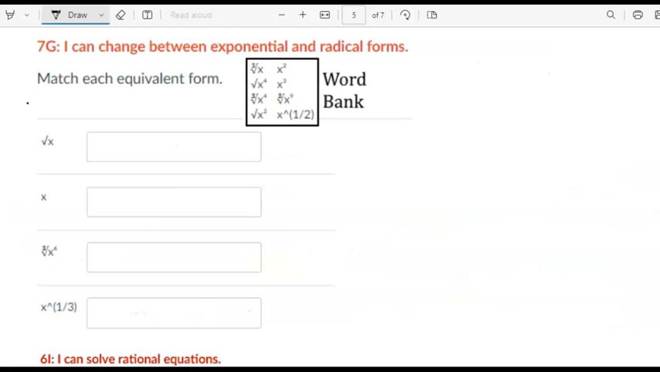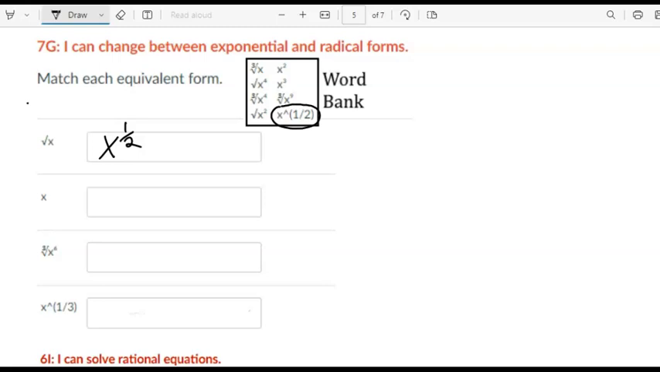7G, I could change between exponential and radical forms. Match each equivalent form using this word bank. So we have the square root of x. That is the same thing as x to the 1/2 power. This one.